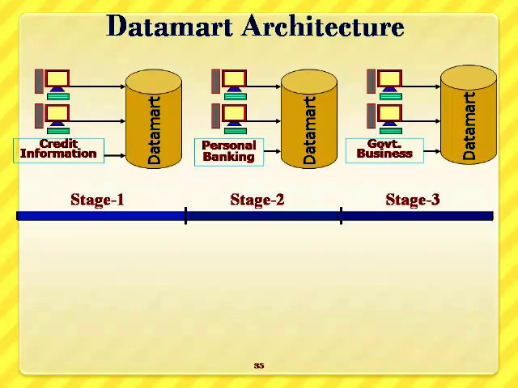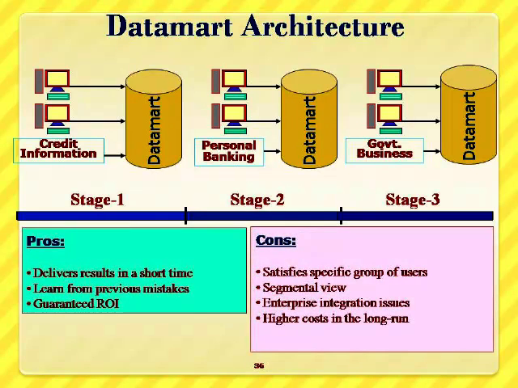Then next, I learn from the mistakes of this application and do not repeat those mistakes in the second stage. I take up another application, personal banking, and build a data mart, stage 2. Like this, I will go on building different data marts, and then ultimately I build a data warehouse from all the different data marts. This is the data mart architecture approach of building a data warehouse.